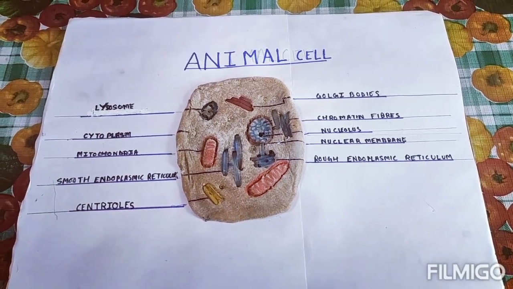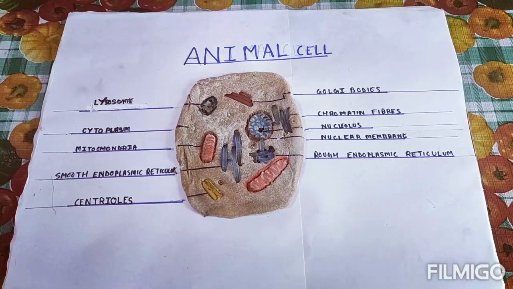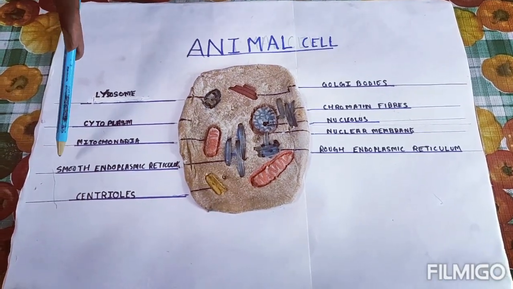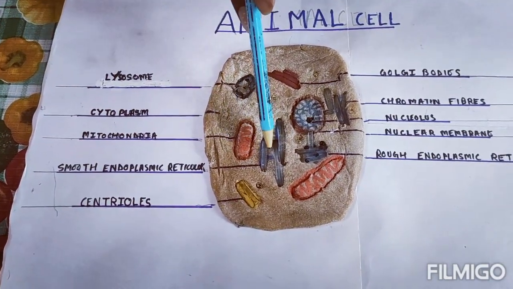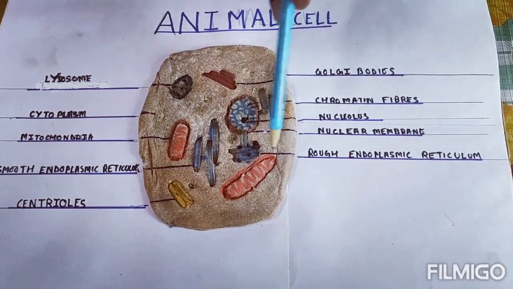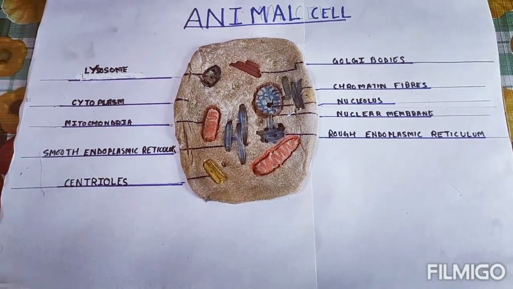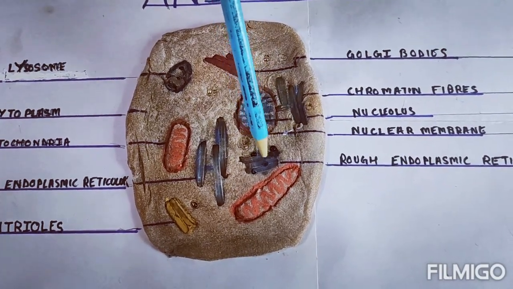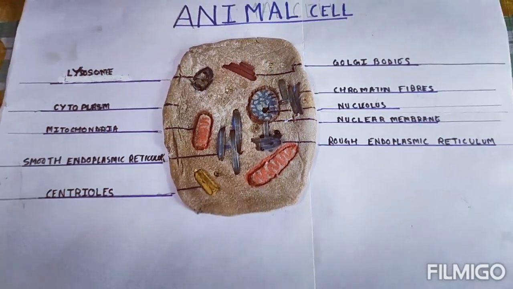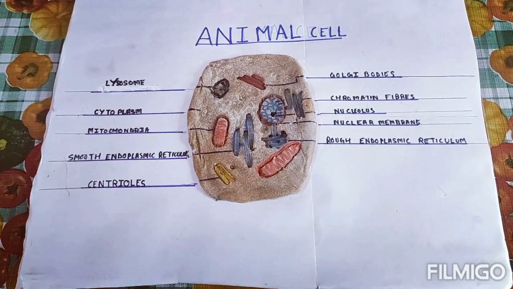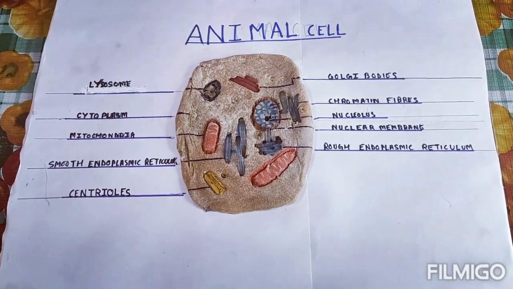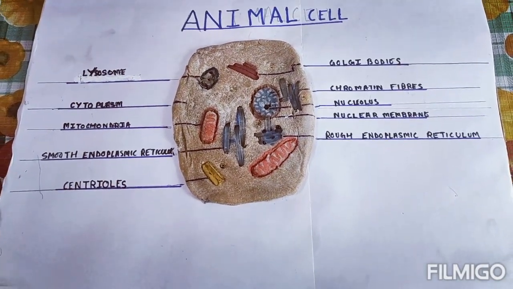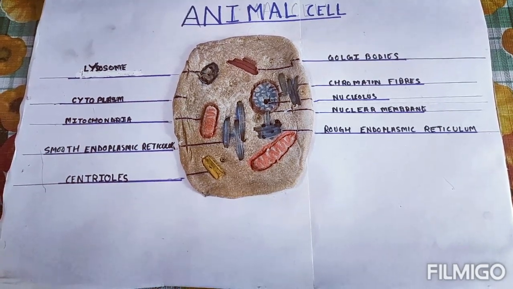Next up, we have the endoplasmic reticulum, which is of two types, smooth endoplasmic reticulum here and rough endoplasmic reticulum here. The rough endoplasmic reticulum appears to be rough because of the presence of tiny granules called ribosomes in it. The endoplasmic reticulum is the supporting framework of the cell and helps in transportation of material.